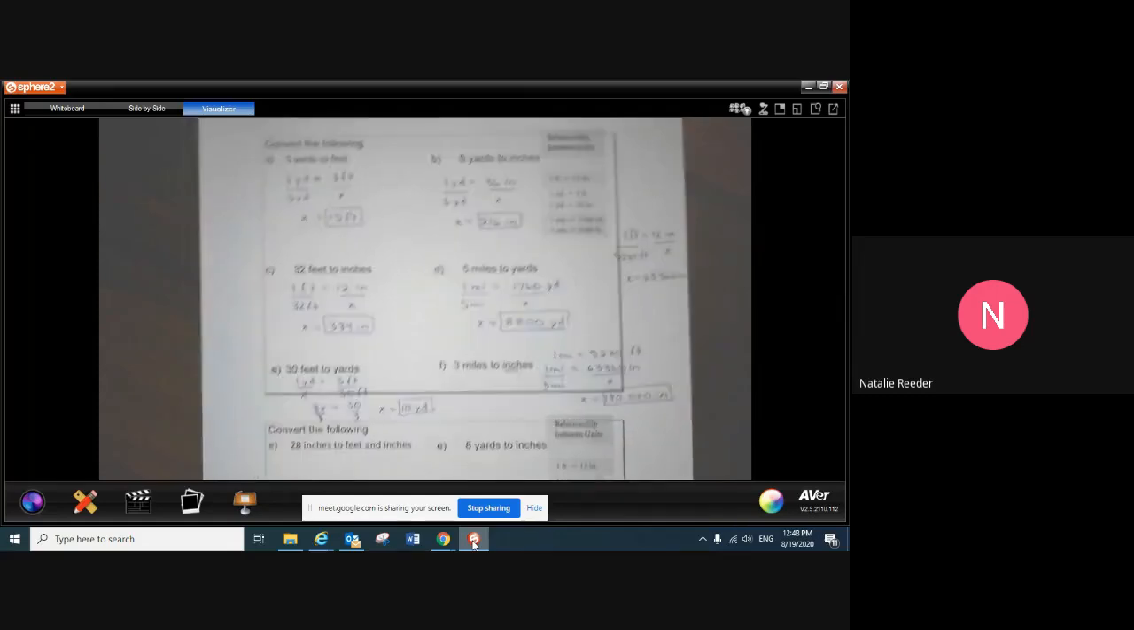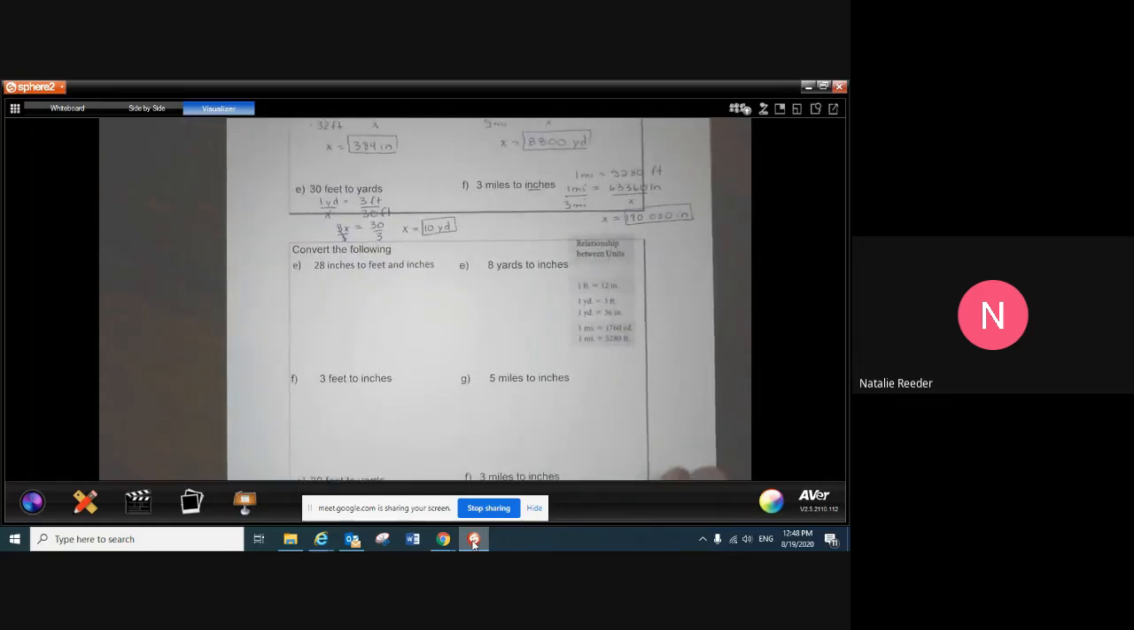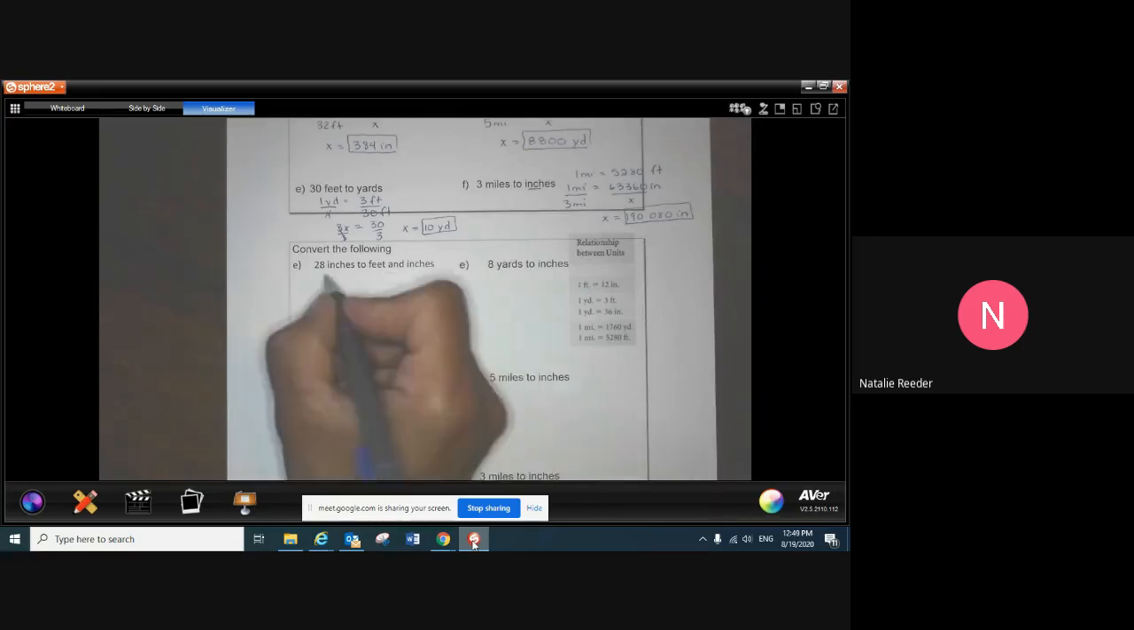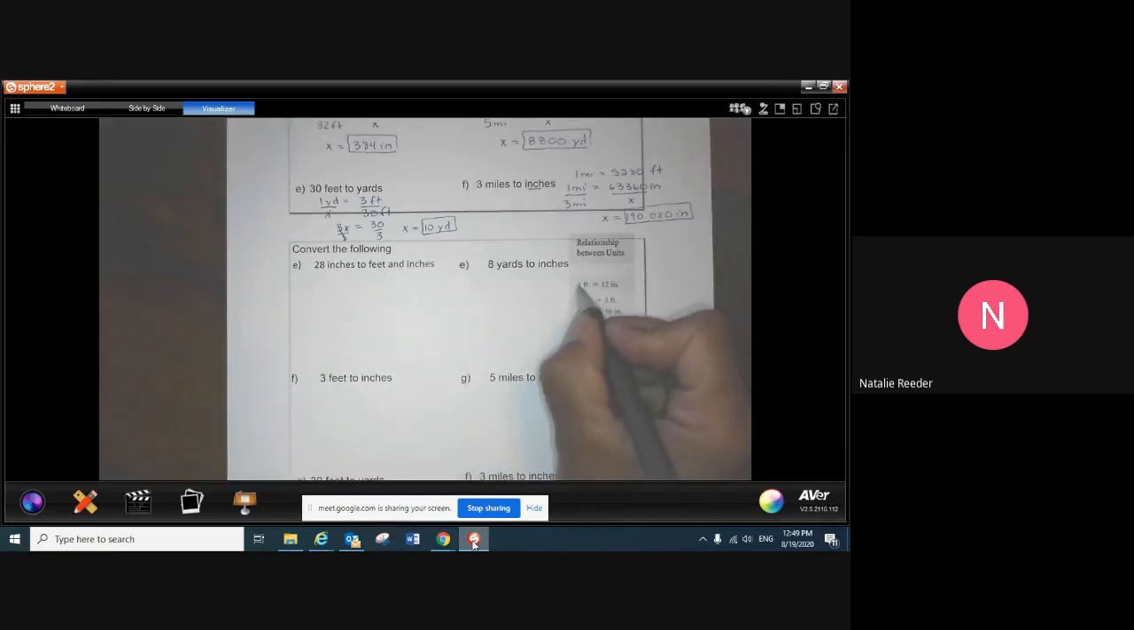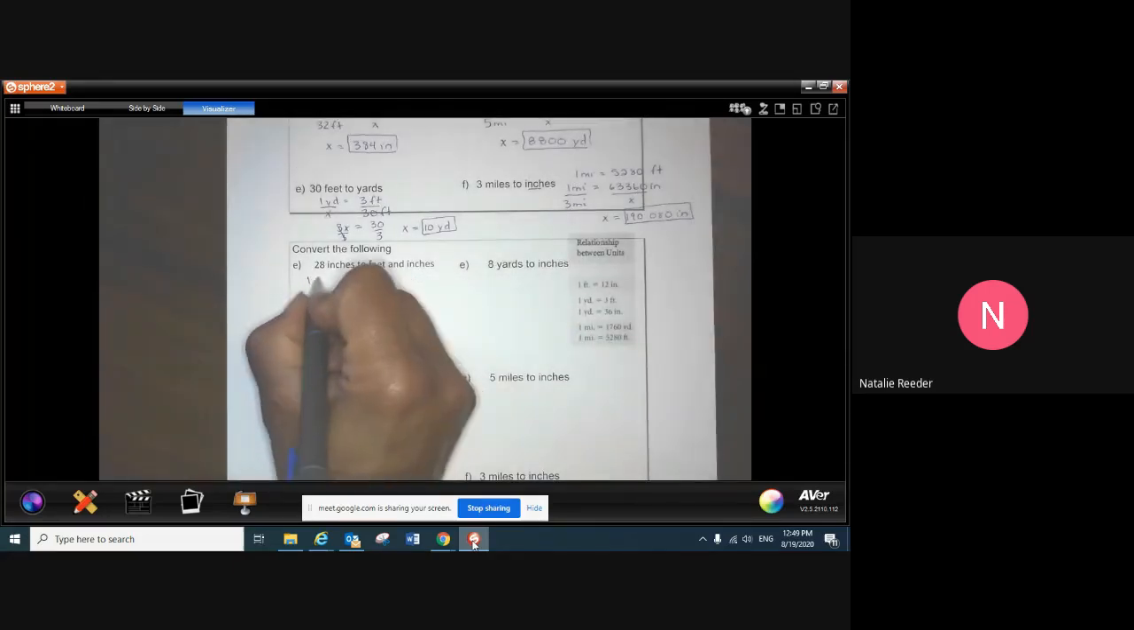All right, moving along. So now this next question is a little different. You want to convert 28 inches to feet and inches. So basically you want to know exactly how many feet there are, and if it doesn't go in exactly, how many inches I have left over. Now we could still use a proportion to figure this out. So inches to feet is what I would need to do first. So 1 foot is equal to 12 inches.